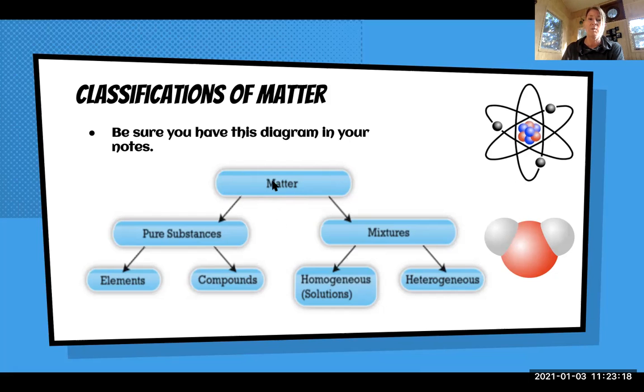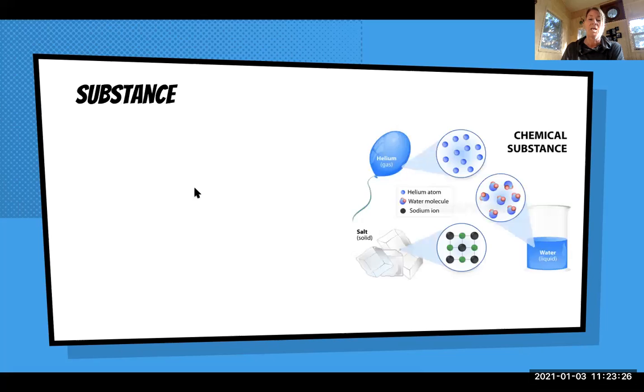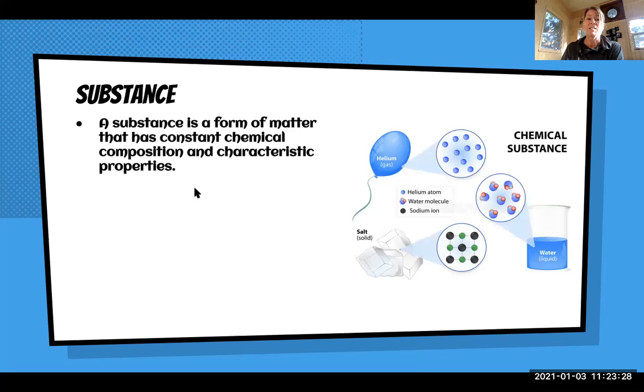All right, so we've defined what matter is. Now we're going to be taking a look at the differences between substances and mixtures. So let's start with substance. A substance is a form of matter that has a constant chemical composition and characteristic properties. Well, what does that mean? That means that the chemical composition of the substance can't change. And if we change it, then we end up with a different type of substance, right?